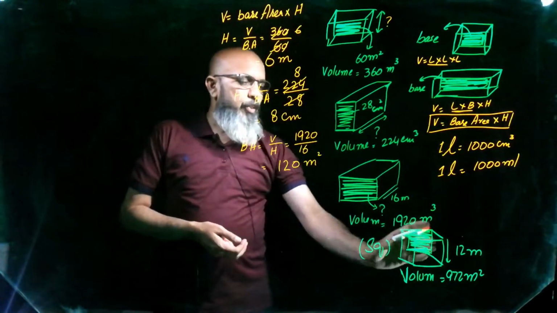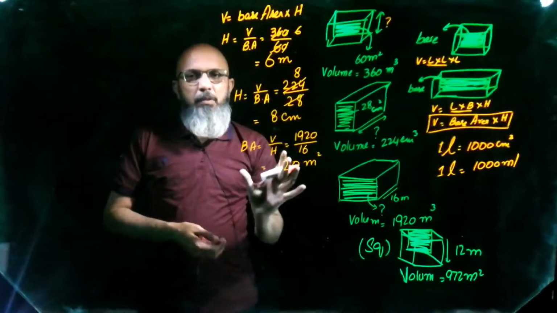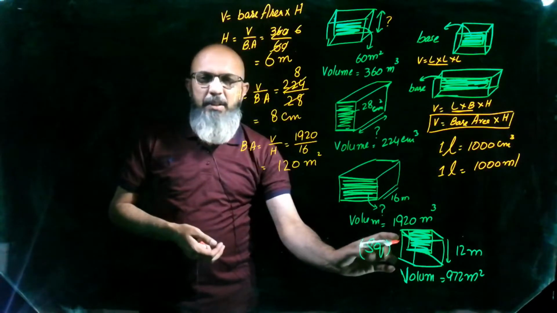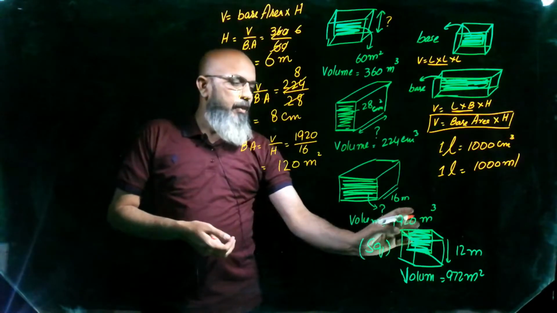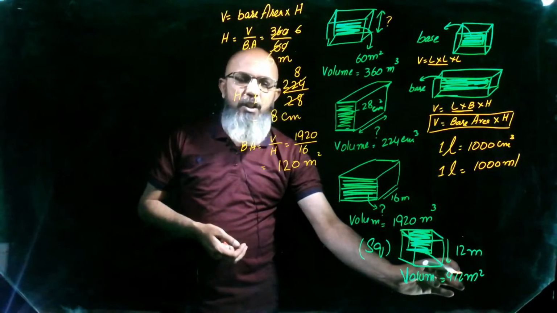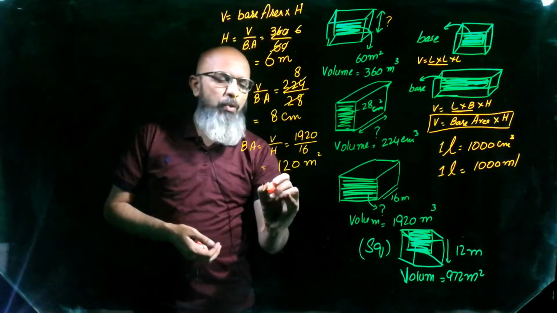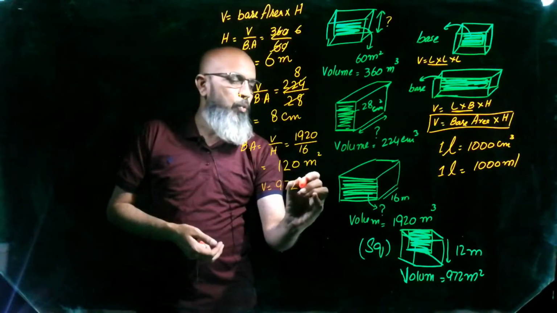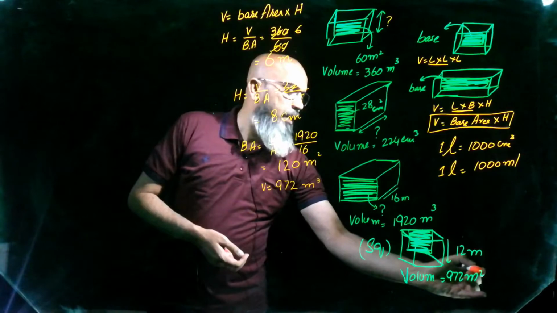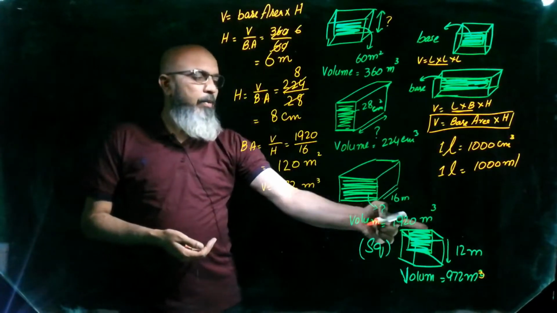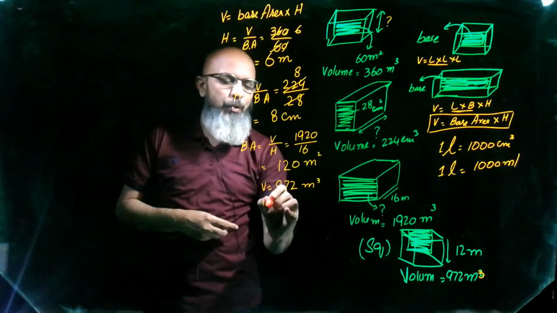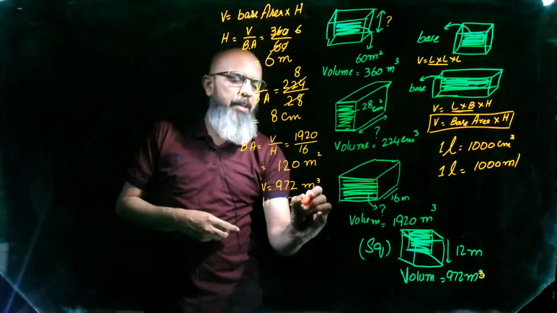In this question, the shape is cuboid. Cuboid means it has the square base. So the volume is given to you, that is 972 meter cube, right? I wrote square here, that's not square, that is a cube. And the height is given to you, that is 12 meter.